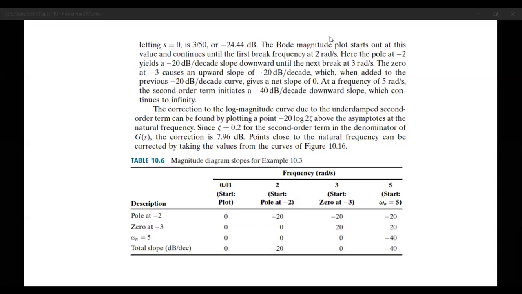And at 2, we have a 20 dB per decade. At 3, it will continue up to 2 to 3. So in between this gap, we will have 20 dB per decade. At 3, the other one is implemented, so it will maintain the same magnitude in between 3 to 5. And at 5, you will have a minus 40 dB per decade line.